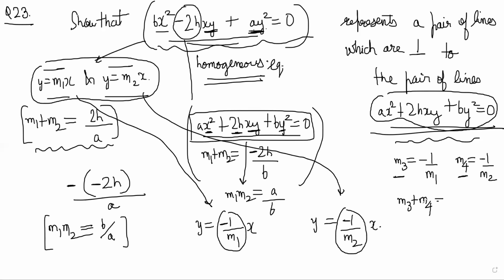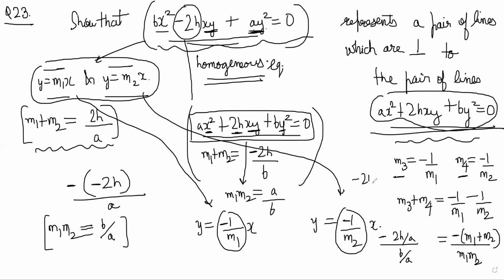We have to calculate m3 plus m4, which is equal to minus 1 by m1 minus 1 by m2, which is equal to minus m1 plus m2 over m1 m2, right? So this becomes minus 2h by a divided by m1 m2, which is b by a. So notice it is becoming minus 2h by b, right? m3 plus m4 is becoming minus 2h by b, right?